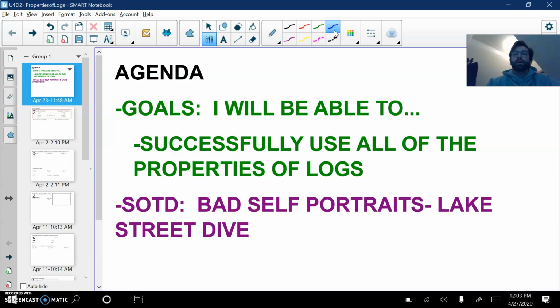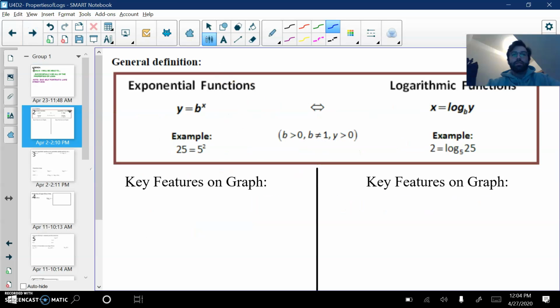Everyone's favorite, I know. Today's song of the day, by the way, "Bad Self Portraits" by Lake Street Dive. A nice little Chicago band for you. I believe, I think, maybe, potentially, yeah, hopefully. Now that I said that, but either way, you guys should check them out. They're pretty good. I've seen them in concert. I've seen them live. They're a pretty fun show.